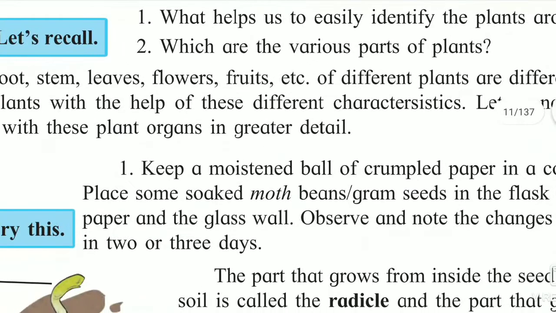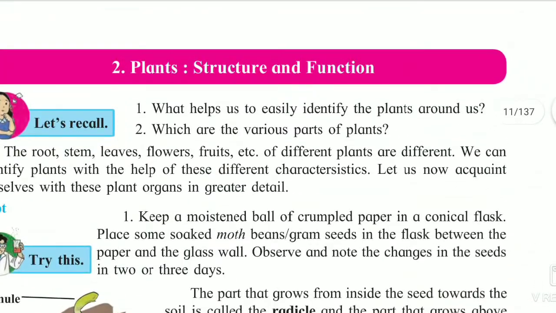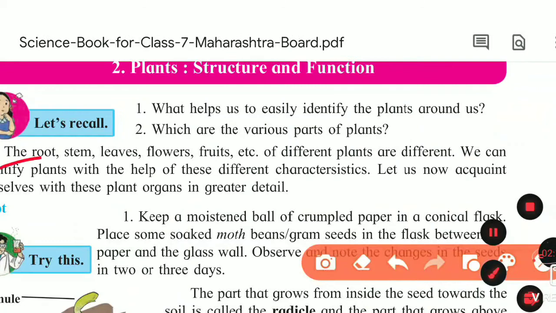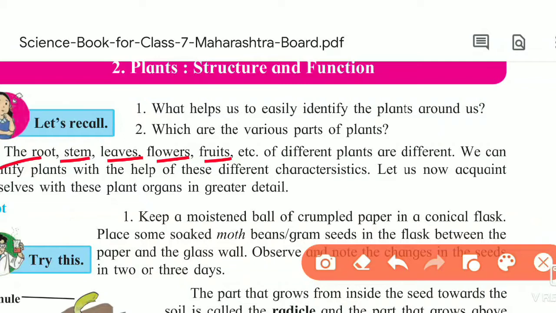Next, what they told you: the root, the stem, leaves, flower, fruits, etc. are different parts of a plant. We can identify the plant with these different characteristics. If you can see these parts, then we understand that this is a plant. Let us now acquaint ourselves with these plant organs in greater detail. Acquaint means to get more information about the parts of a plant.